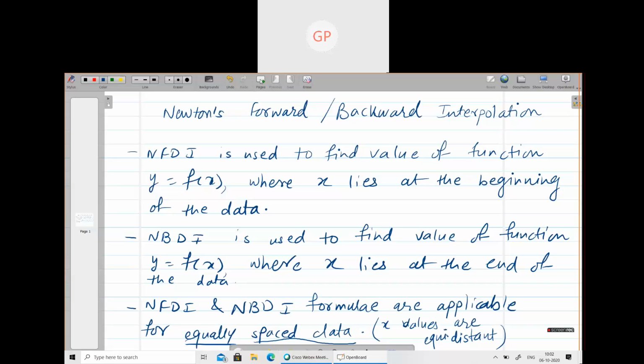Yeah, can we move ahead? These three things you have to remember.